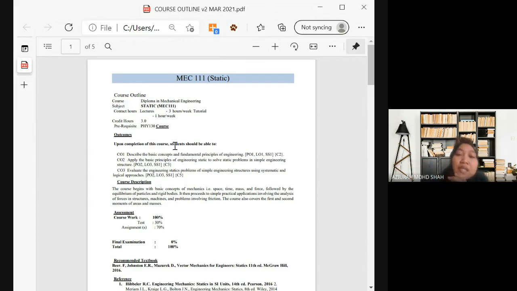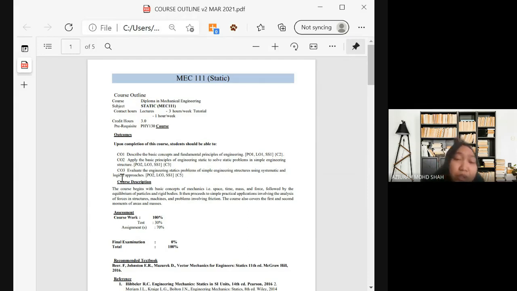Okay, and then for your information, we have 3 outcomes for this course. At the end of the semester, you need to be able to get this one. First, describe the basic concept and fundamental principle of engineering. So you need to know what are the basic concepts that we learn. Some of the basic concepts and the fundamentals you already learned in physics. Setengahnya kamu dah ambil daripada fizik, so jadi tak teruk sangat lah.